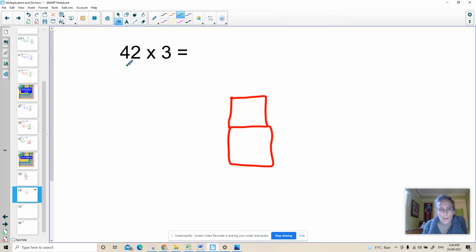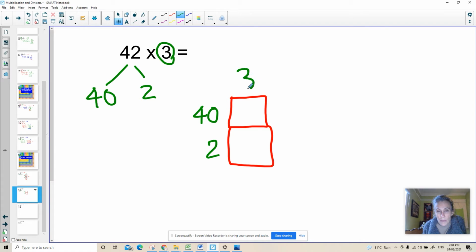And here I'm going to look at the 42. So I know that 42 is a 40 and a 2. And I'm going to put my 40 next to this box, and I'm going to put my 2 next to this box, and I'm going to focus on my 3. My 3 has to go up here. So now I'm going to times this all out. So I know that 4 3s are 12. I'm going to put my 12 here, and I can see that I have a 0, so I'm going to put my 0 there. So 3 40s are 120.